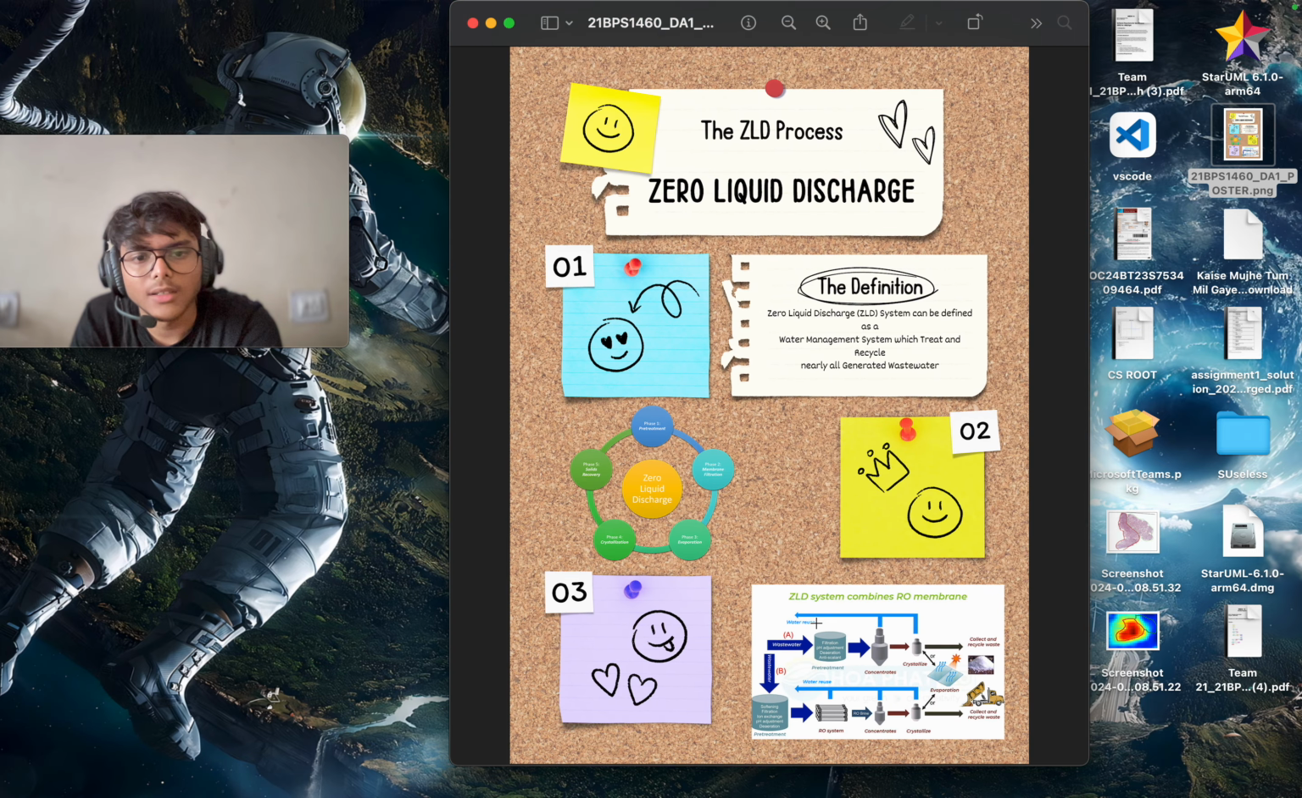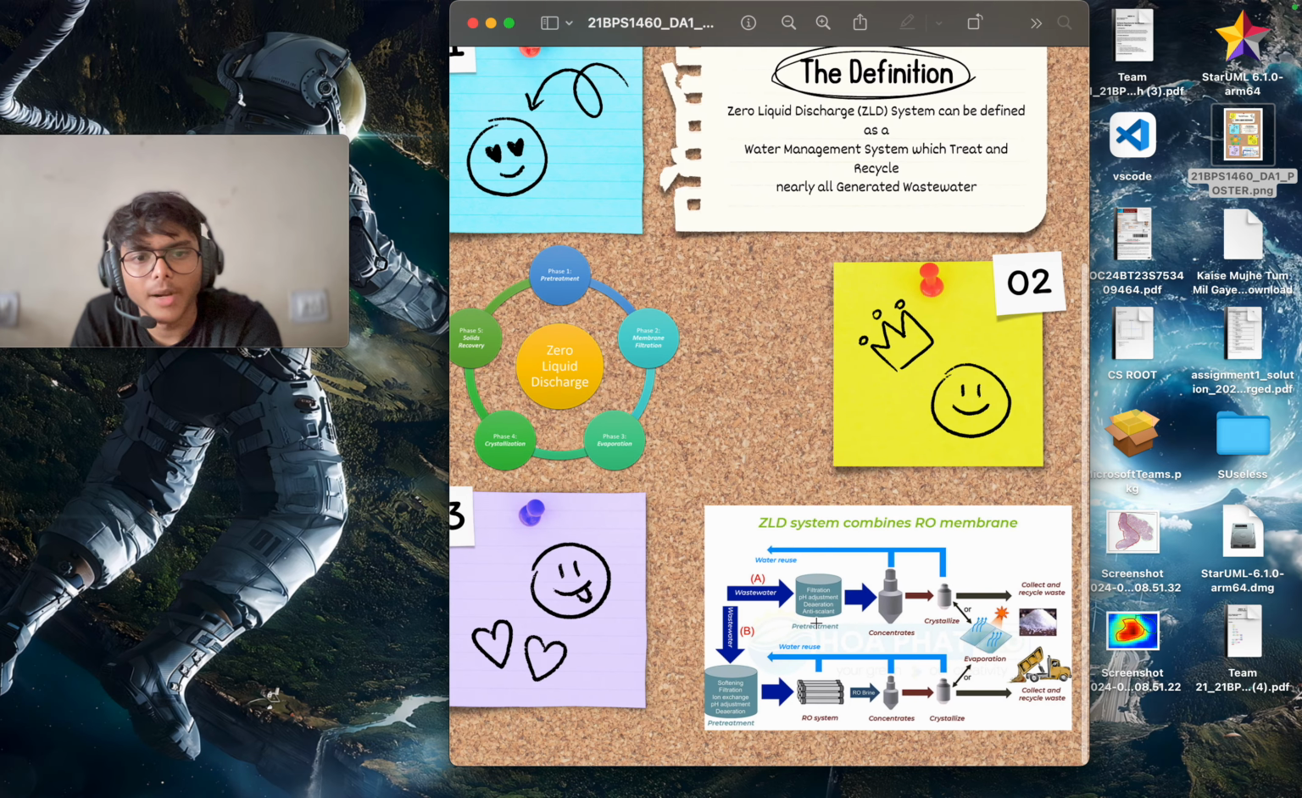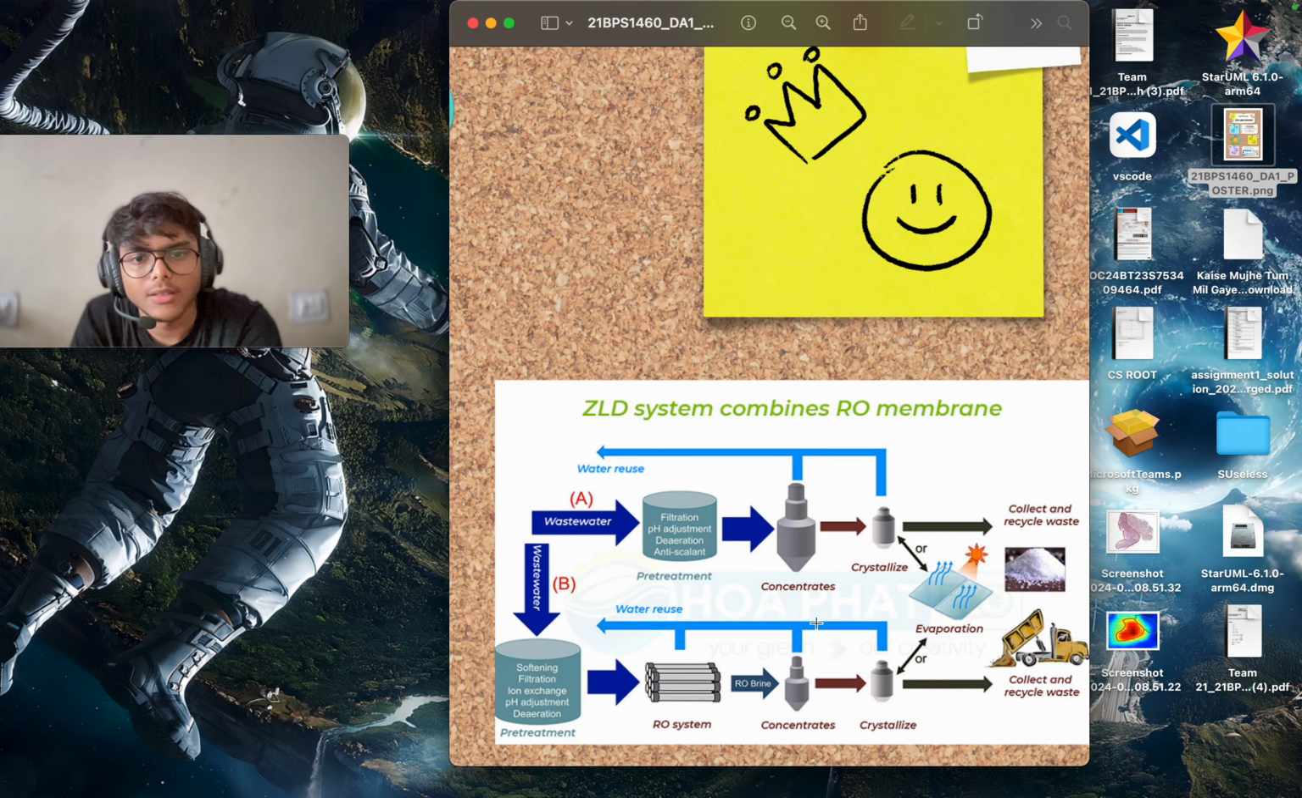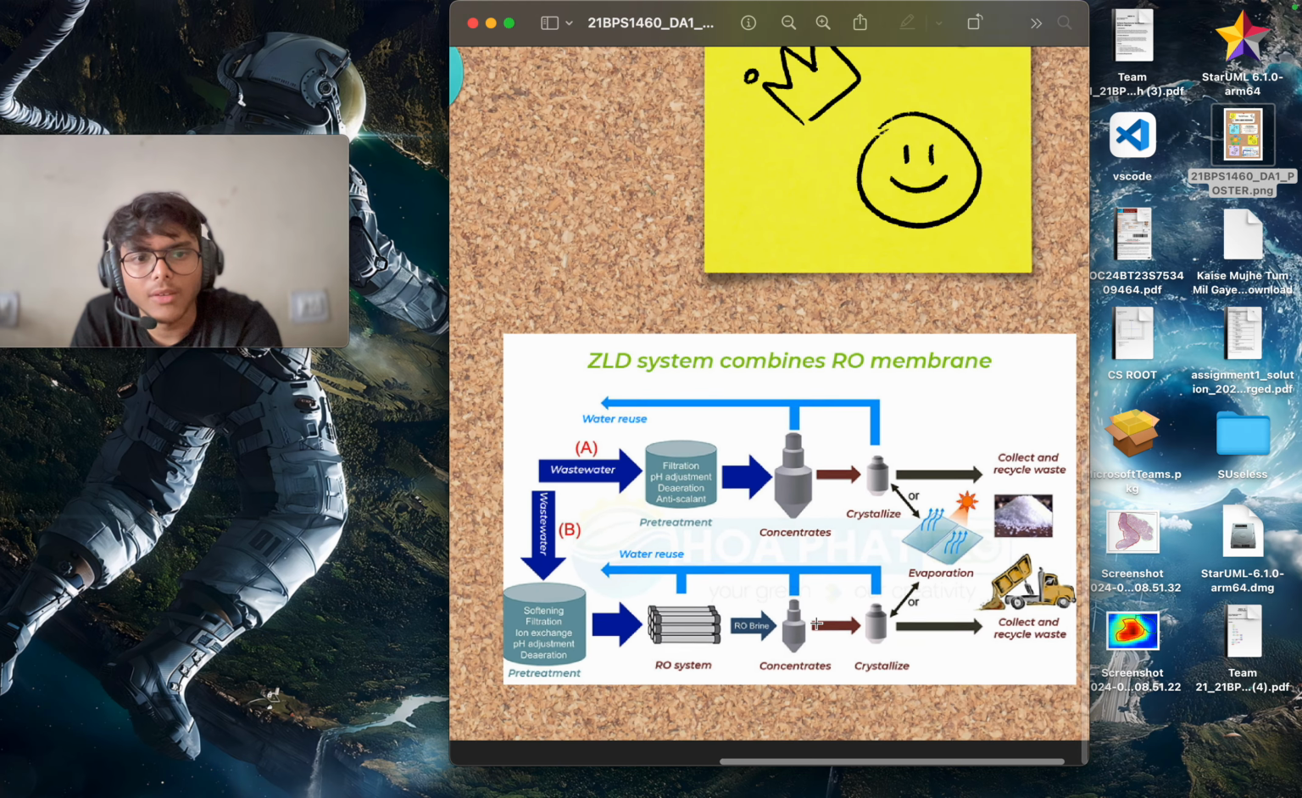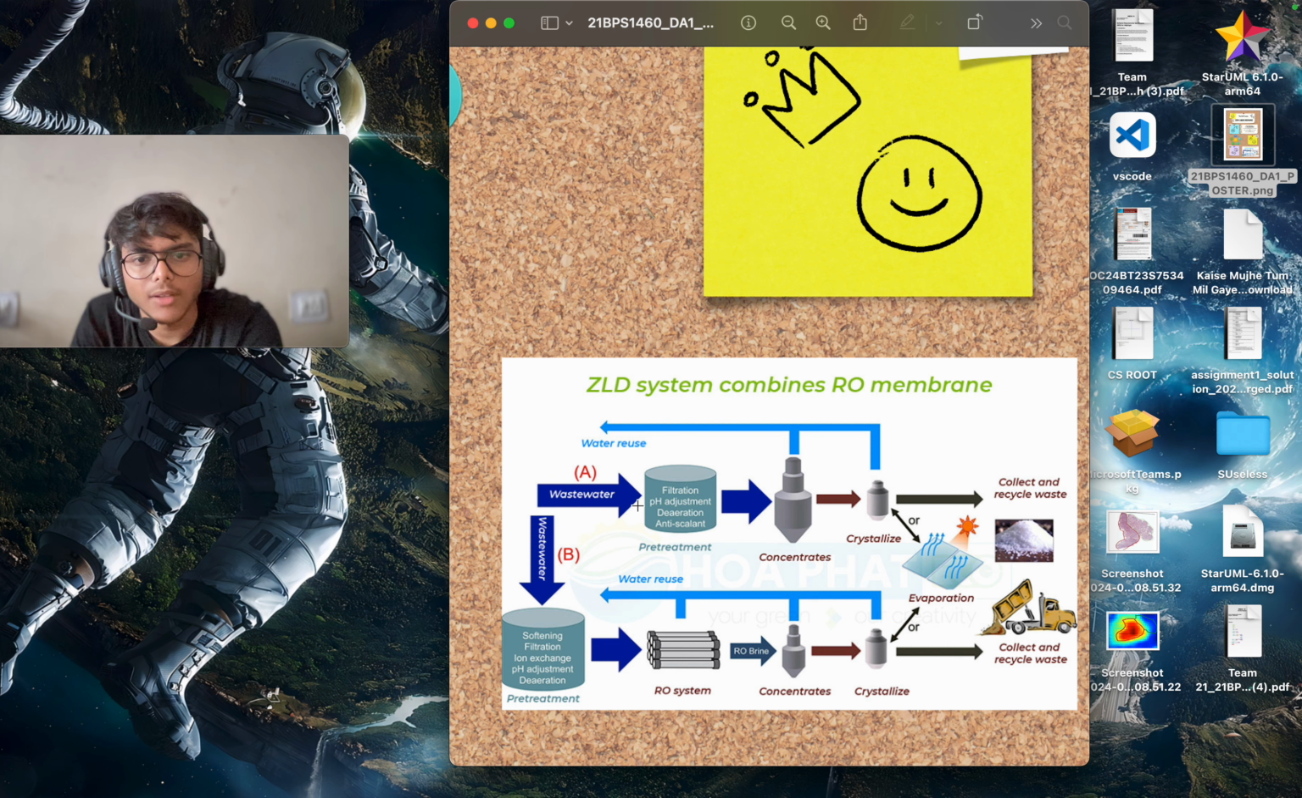And next, the ZLD, if it combines with RO membrane, here you can see what is happening. Here you are giving wastewater, then the filtration or pre-treatment is happening, then the concentrate, the crystallizer, and then the evaporation collects the recycled waste. Here you can do this as A method, and this is the B method, as you can see over here.